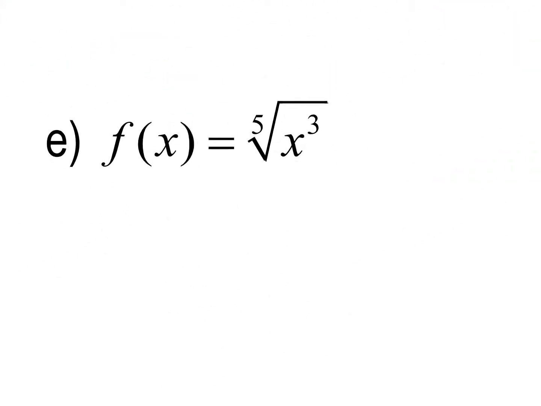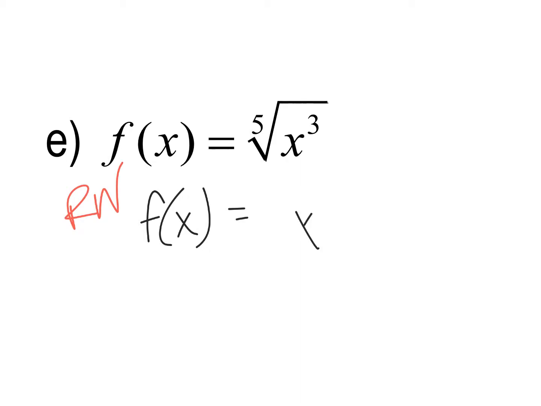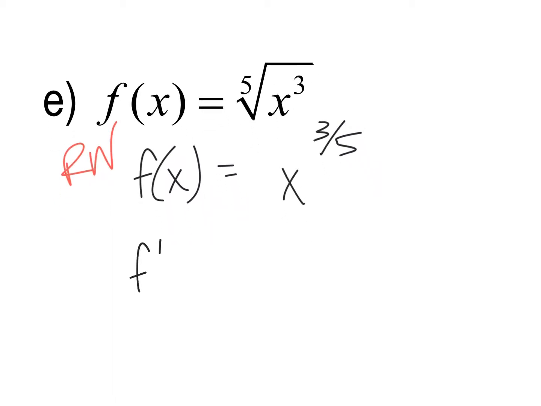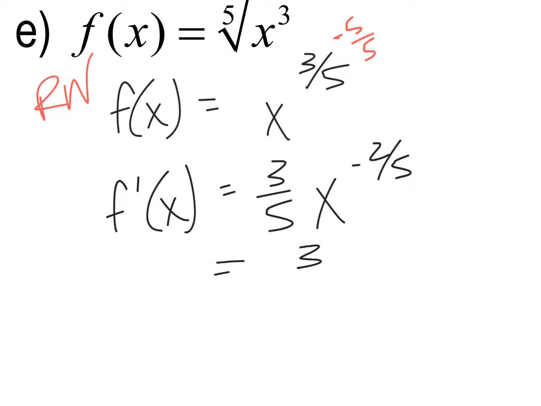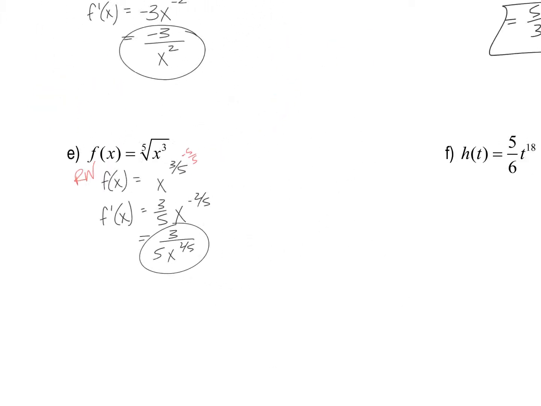Let's do just a couple more. I'm going to rewrite this because I'm going to get it out of radical form. So my original function is the same thing as saying x to the 3/5. And so now that it's in a fraction exponent, I'm able to implement my rule. So the derivative, I'm going to bring the 3/5 down in front, and decrease the exponent by 1. So subtract 5/5 gives me negative 2/5, which I need to simplify a little bit more. That means 2/5 for the x in the denominator. There we go.